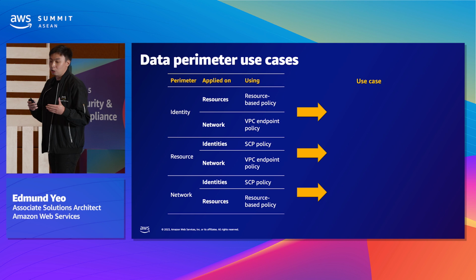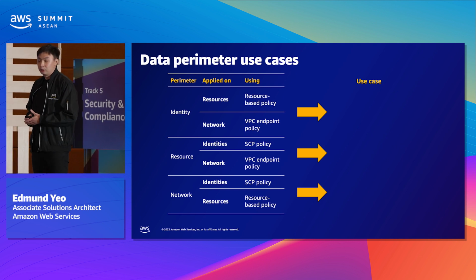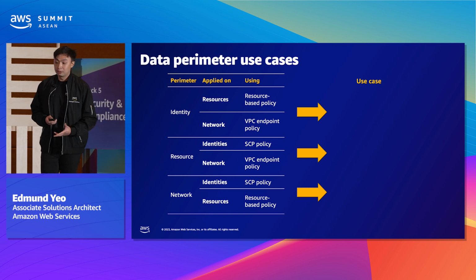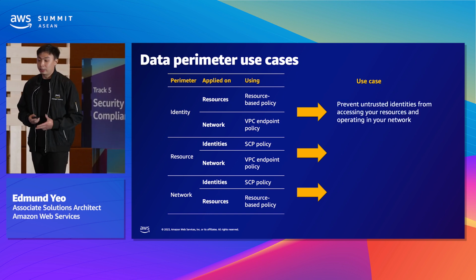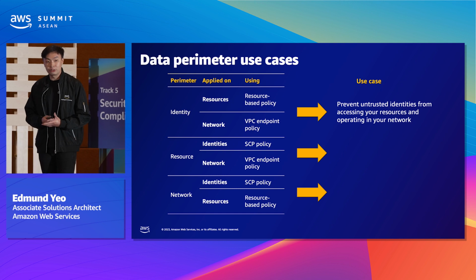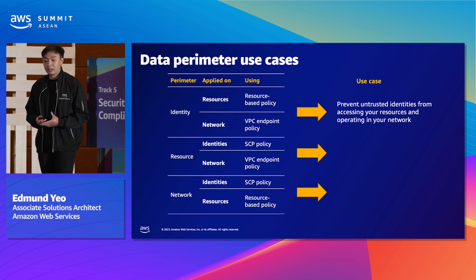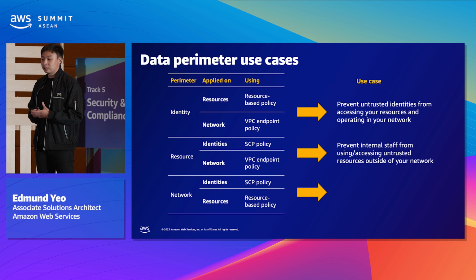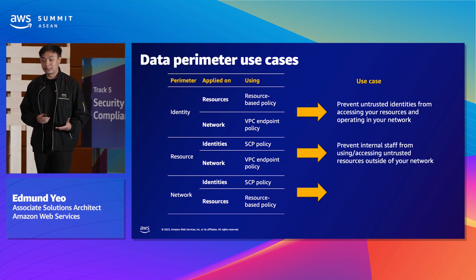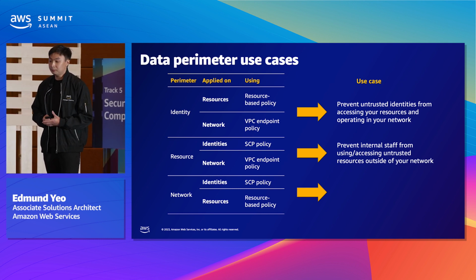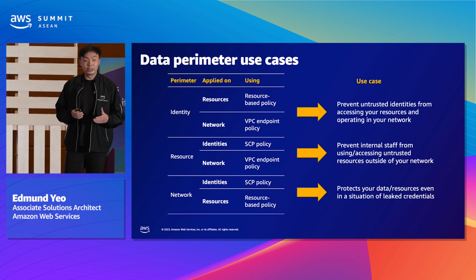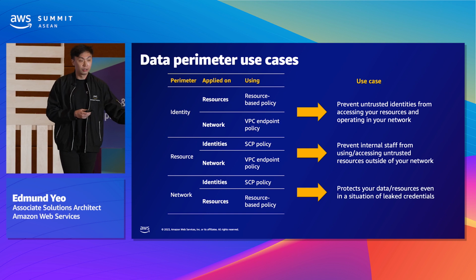So after knowing the control objectives in each of the perimeters, we will now look at why you should implement a data perimeter in your environment. So identity perimeter actually helps you to prevent untrusted identities from accessing your resources and from operating in your network. While resource perimeter prevents your identities from using or accessing untrusted resources. And the network perimeter actually protects your resources even when your credentials are taken outside of your network.